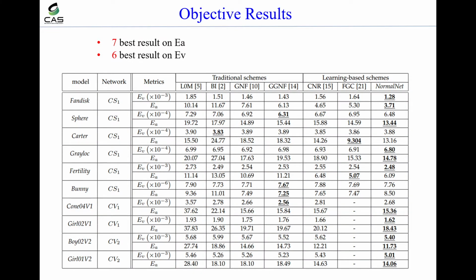The objective results are shown in this table. 6 synthetic meshes and 4 scanned meshes are employed for evaluation. The proposed method achieves the best performance with respect to both metrics.